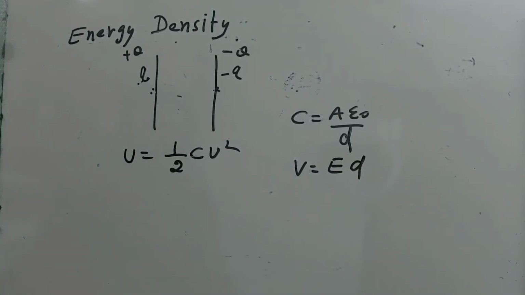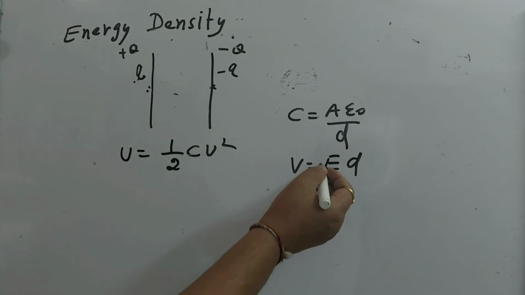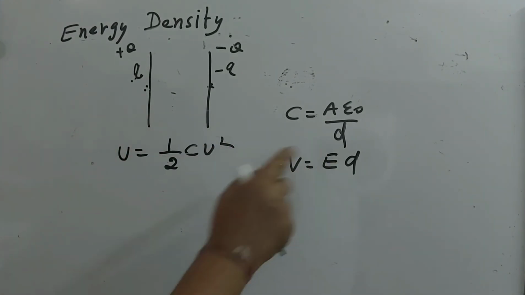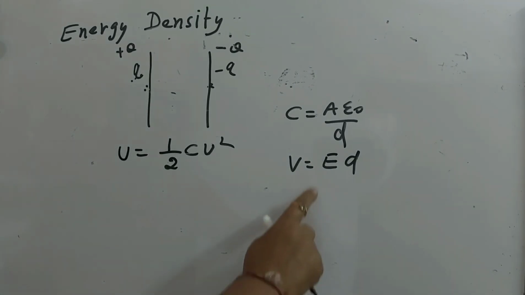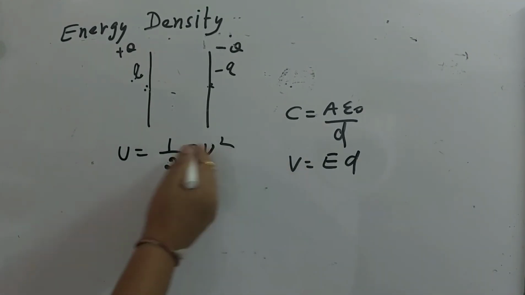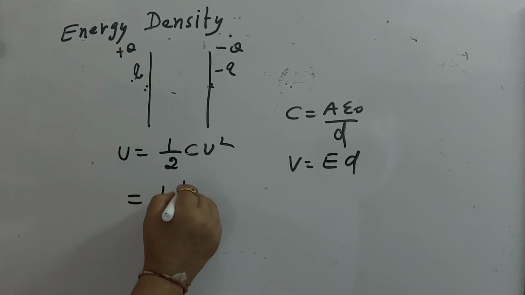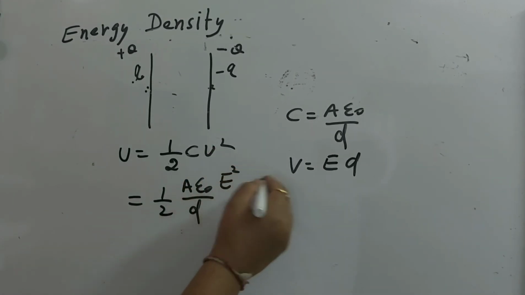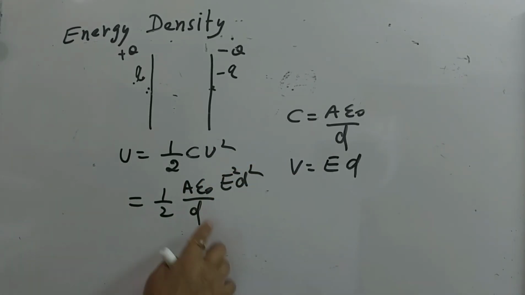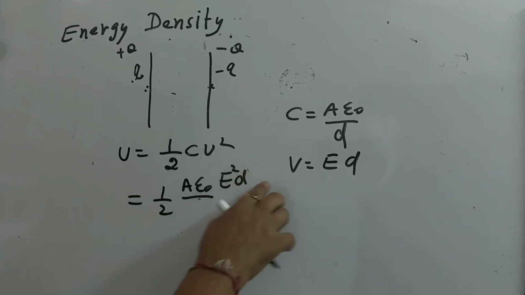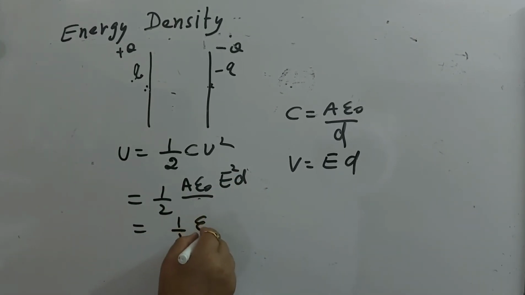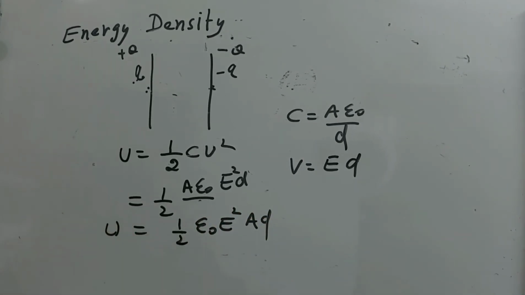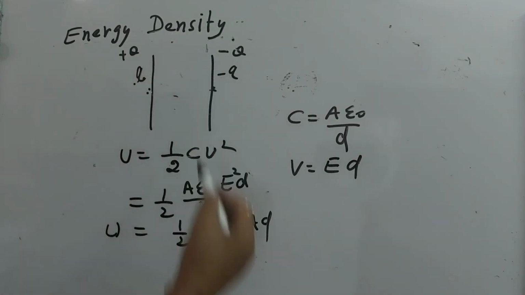right? We put a negative sign to mean that in the direction of the field the potential decreases, but the magnitude of the potential difference V will be equal to E into D. So if we put these two values, this is half, for C we write epsilon naught A by d, and for V square this is E square D square. You cancel this D, and you will have half epsilon naught E square into A into D. This is the energy stored in the capacitor.